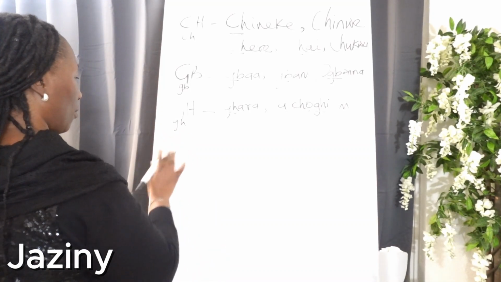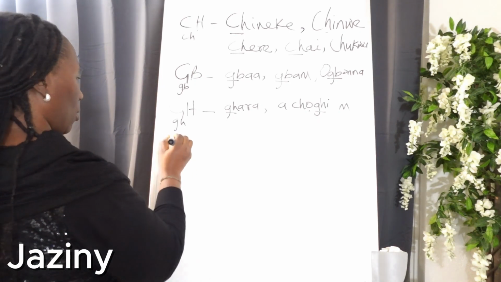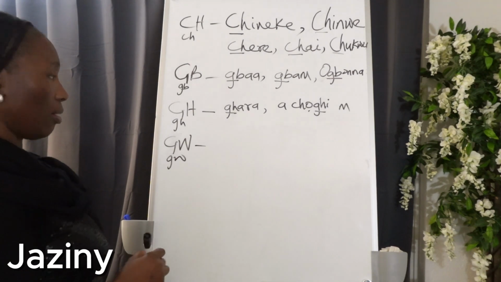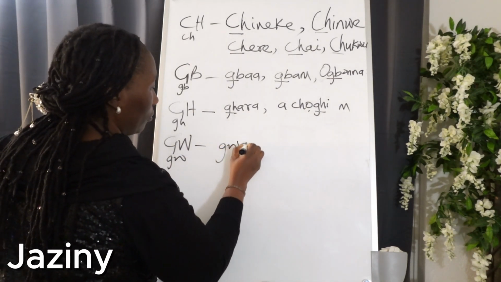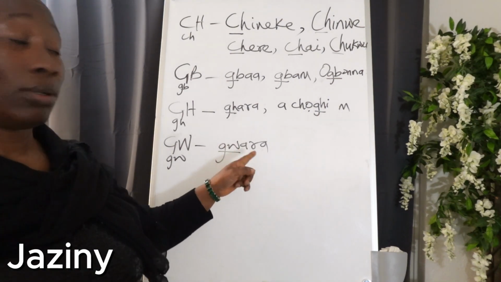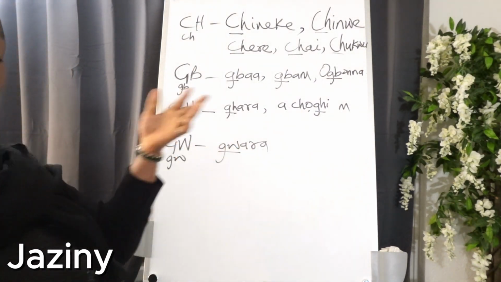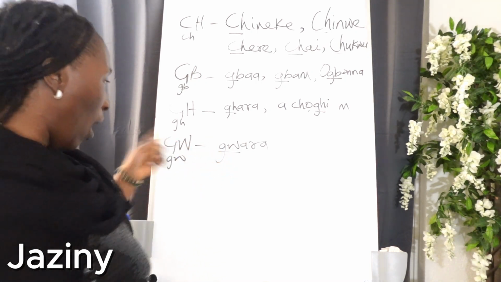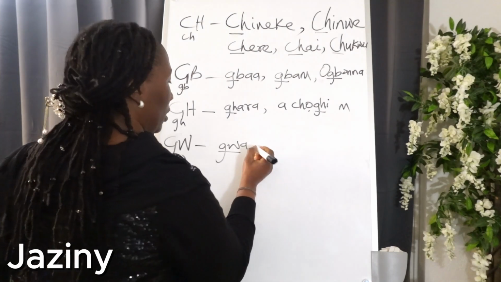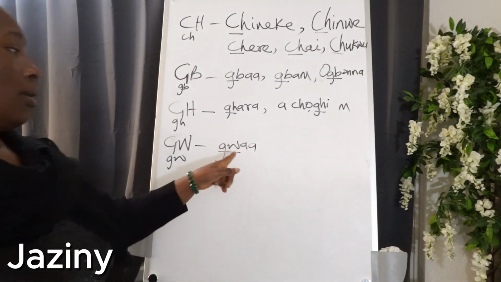Gwe. Example, gwara. Look at it, gwara. Means tell. To have told somebody something. Gwara. Or gwa. Let me use the simpler one. Gwa means tell. Gwara means to have told. Gwa. Tell.